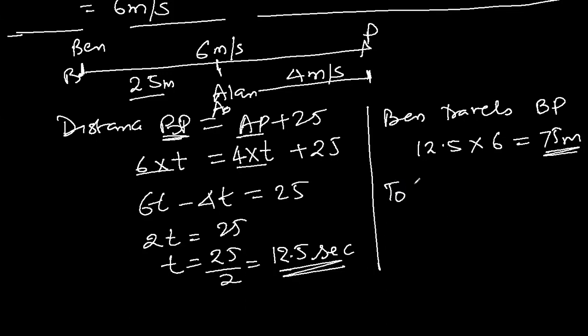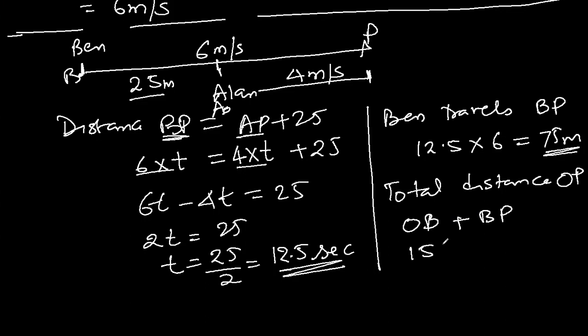So total distance OP will be OB, what Ben traveled first, and then what he traveled later. OB was 15 meters, we got it, plus 75 meters he travels now. Total is 90 meters. This is what he travels.